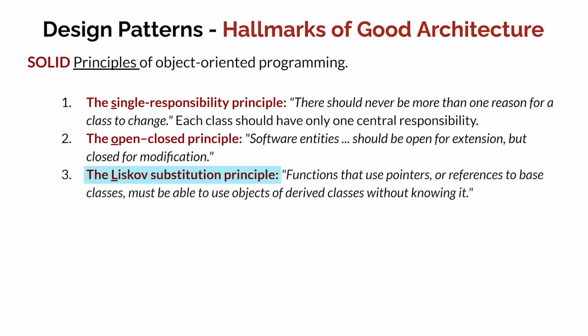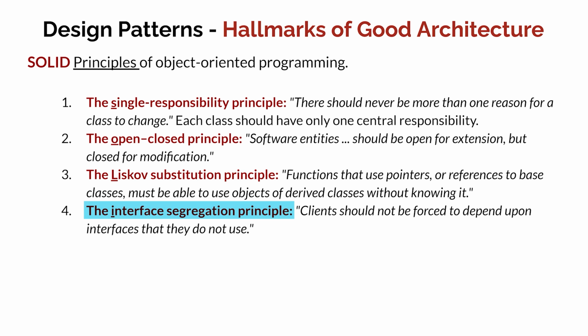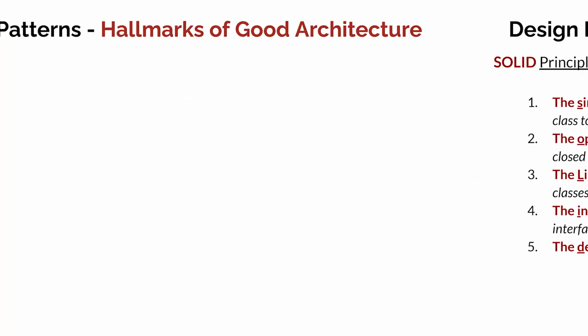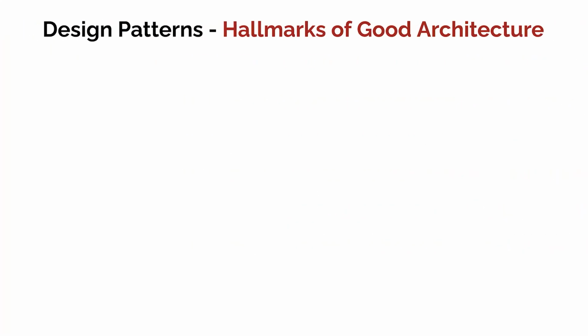Then we have the Liskov substitution principle, which states that functions that use pointers or references to base classes must be able to use objects of derived classes without knowing it. The interface segregation principle states that clients should not be forced to depend upon interfaces that they do not use. And finally, we have the dependency inversion principle, which says that you should depend on abstractions, not concretions. Let's have a look at this in detail.